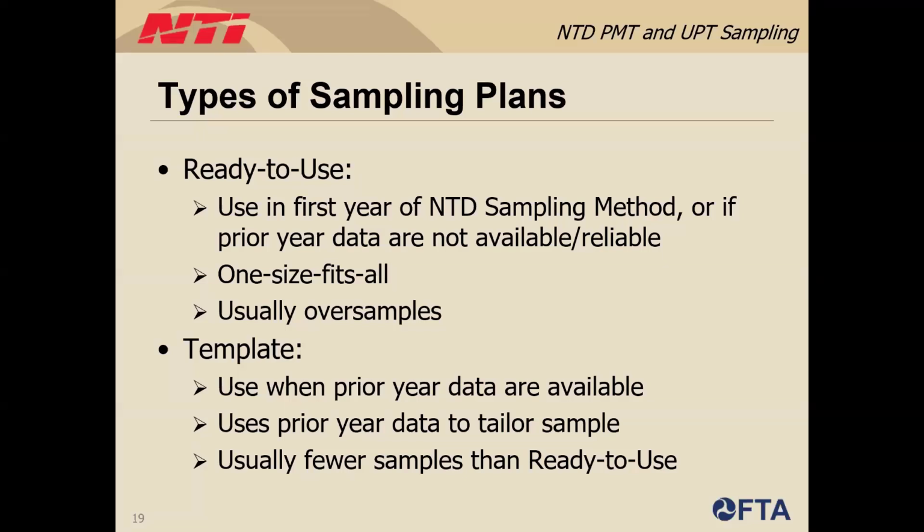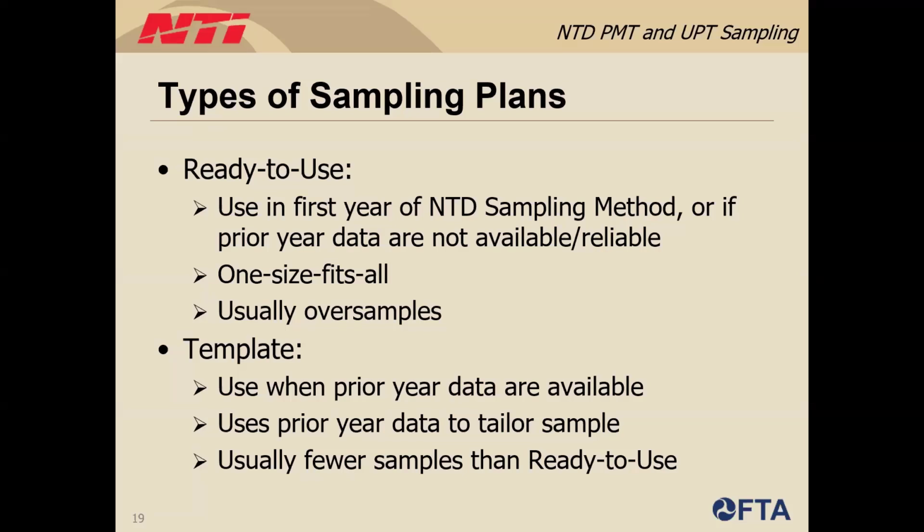The ready-to-use plan is designed to meet FTA's statistical requirements for almost any service, which means that in most cases, it's designed to oversample. The statistical principle here is that the more variability you have in your average passenger trip length, the bigger a sample you need to get a reliable estimate. Most agencies' trip lengths don't vary that much, so they can get away with a smaller sample, and the template plans are designed to take advantage of that.